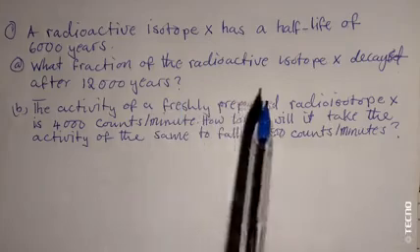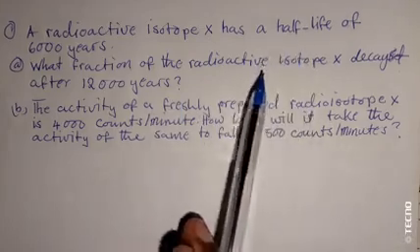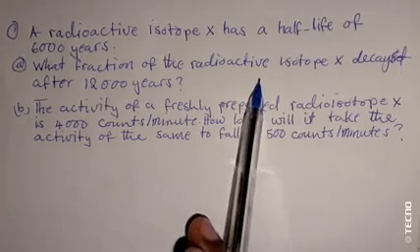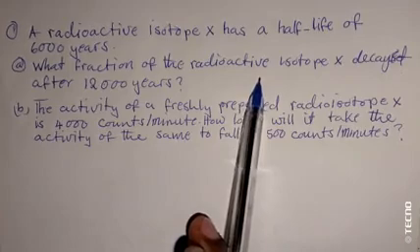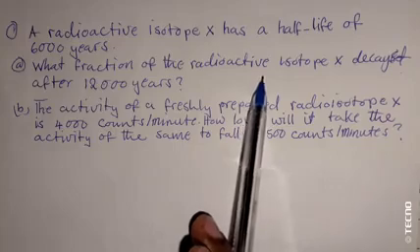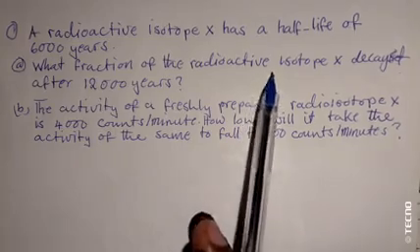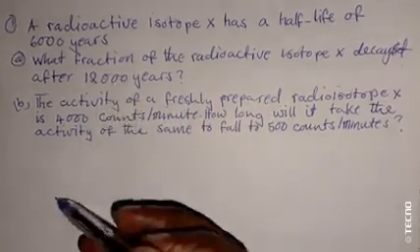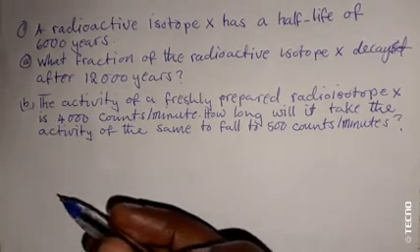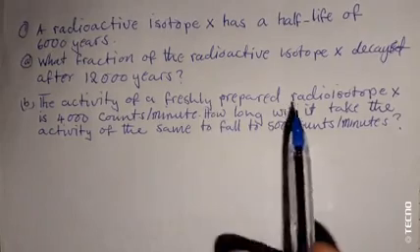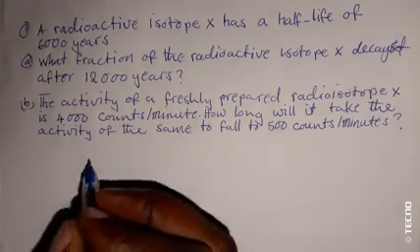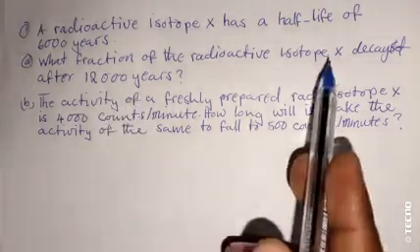First and foremost we need to understand what we mean by half-life. Half-life is the time taken for a radioactive atom or radioactive substance to decay by half. Now we are going to answer the first one, which is A, to determine the fraction that has decayed after 12,000 years. So what have we been given here?